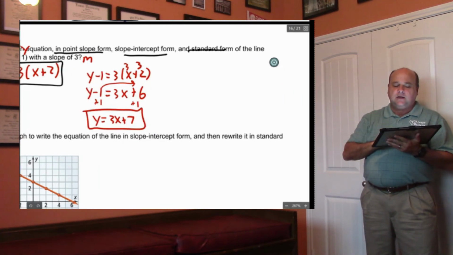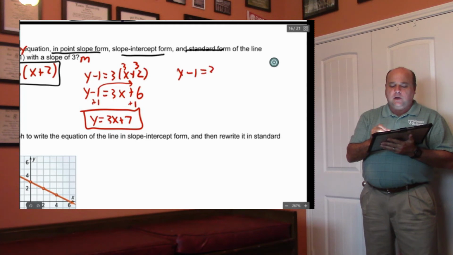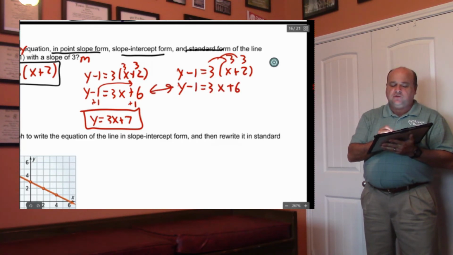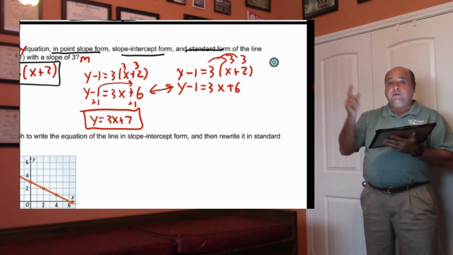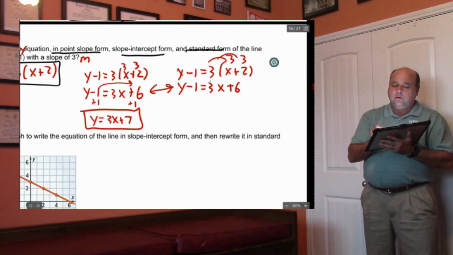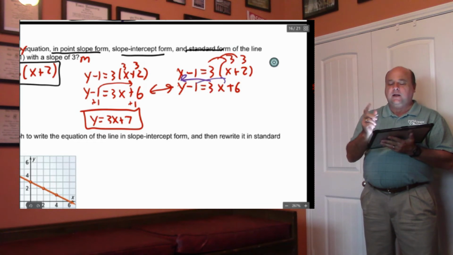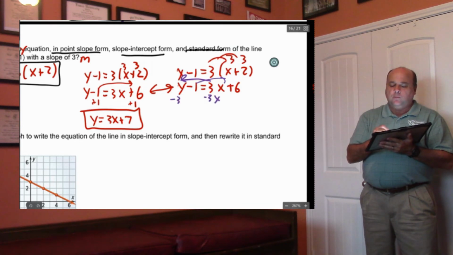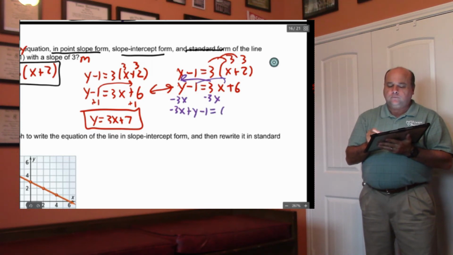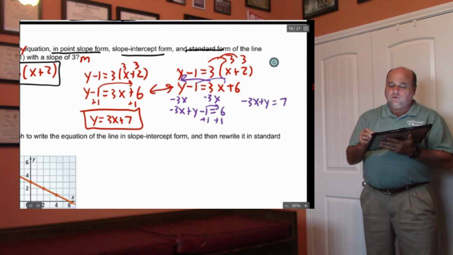Now I need to make standard. Y minus 1 equals 3 parentheses x plus 2. Take the 3 and distribute it. Y minus 1 equals 3x plus 6. Notice these are the same. And then on this one, I want the x to the left and the 1 to the right. Let's do it one step at a time. So I'm going to move the 3x over first, and then move the 1 over, right? So I'll end up with negative 3x plus y equals 7.